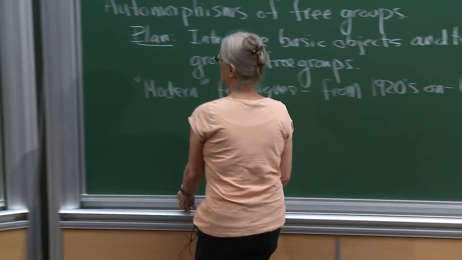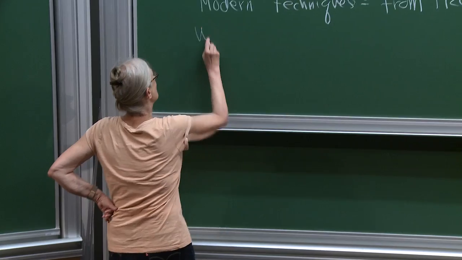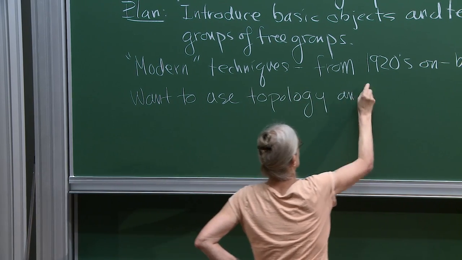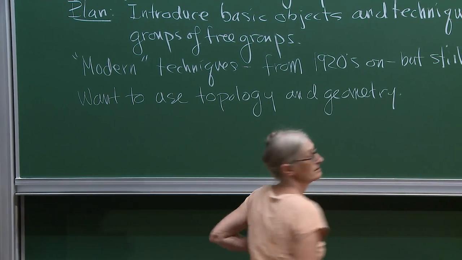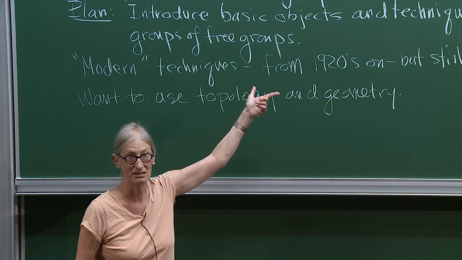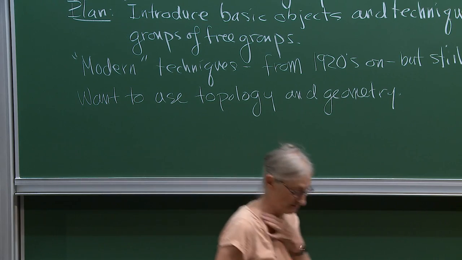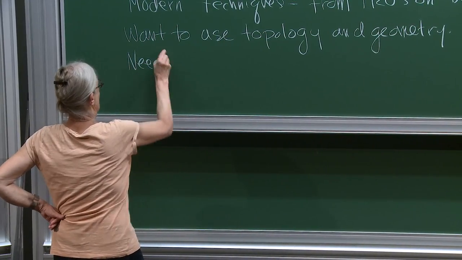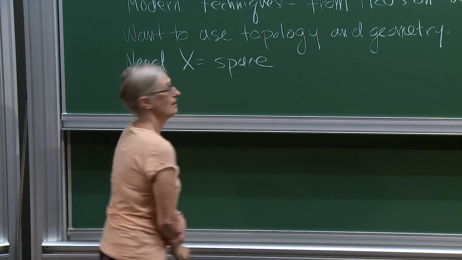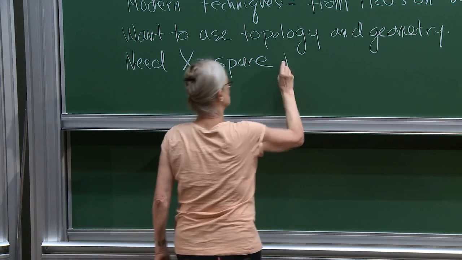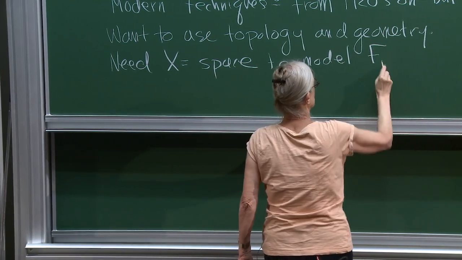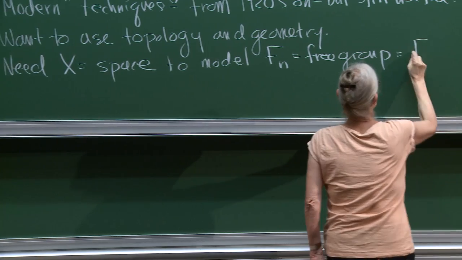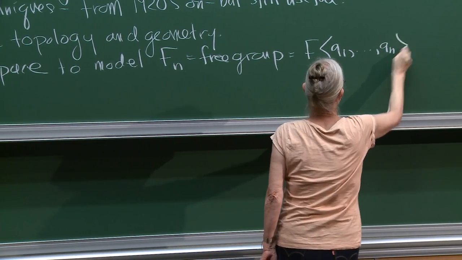Okay, so what are we going to do? We want to use topological and geometric methods. These ideas aren't new either. The techniques I'm going to talk about from the 1920s and on also use topological and geometric methods to study automorphisms of free groups. So you need a topological space and this space is going to model the free group. So my free groups in this course will all be finitely generated and I'll try to remember to always call the generators A1 up to AN.